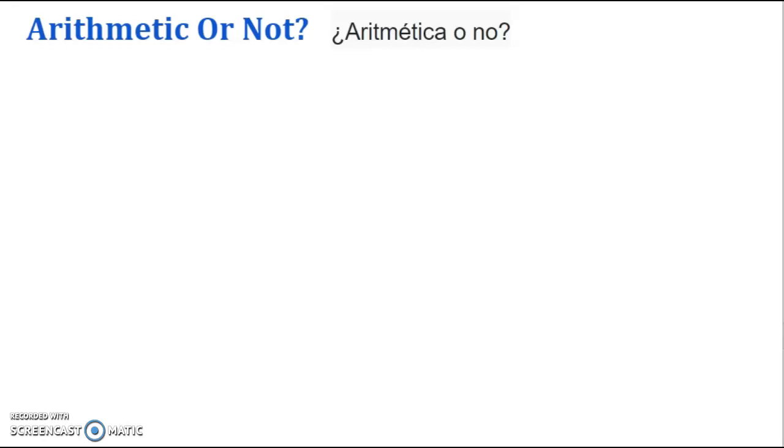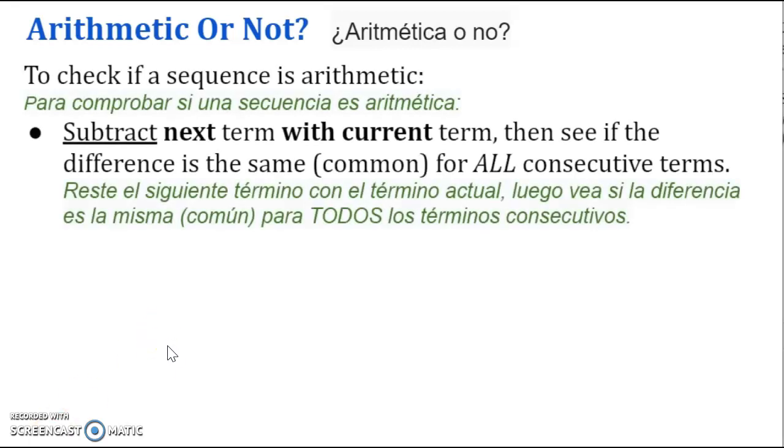So now we're going to be deciding if a sequence is arithmetic or not. To check if a sequence is arithmetic, since an arithmetic sequence is always going to be adding a particular constant number, what we can do is subtract the next term with the current term. Then see if the difference is the same, that is common for all consecutive terms.